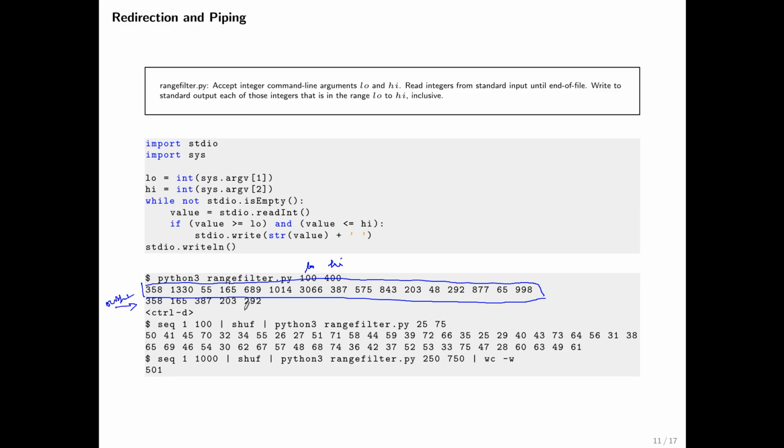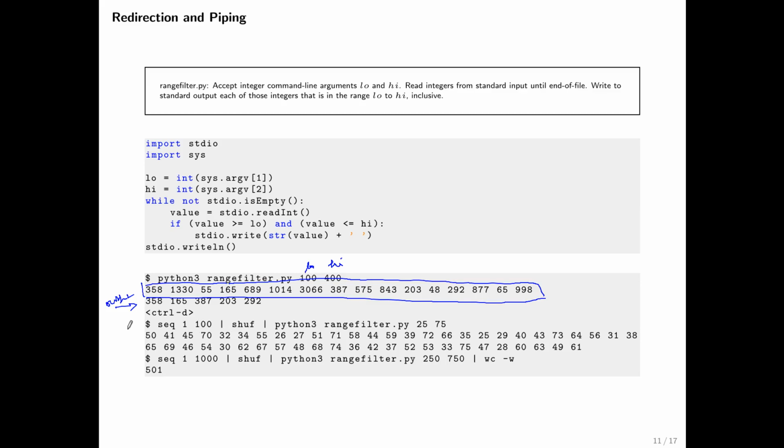And why do we see just these numbers? Well, 358 is in the range 100 through 400. 165 is also in that range, and so on. We don't see 55, for example, because it is not in this range. So the output numbers are simply the numbers from the range low through high. This is a nice program that shows how you work with command line input, standard input, and standard output.